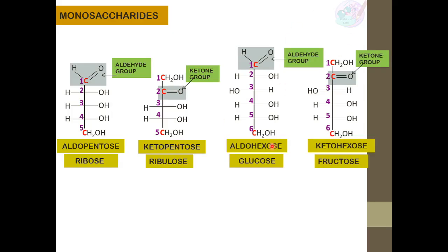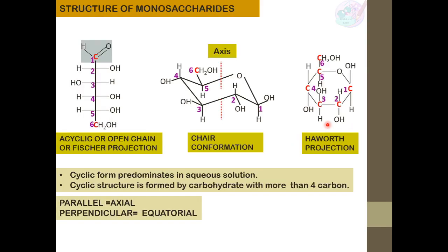And a 6 carbon sugar with an aldehyde group is an aldohexose, and this is the example of glucose. A 6 carbon sugar with a ketone group will be a ketohexose, and this is the structure of fructose. So glucose is an aldohexose and fructose is a ketohexose. All these were the examples. Likewise, monosaccharides are named. Now we'll see the structure of monosaccharide.